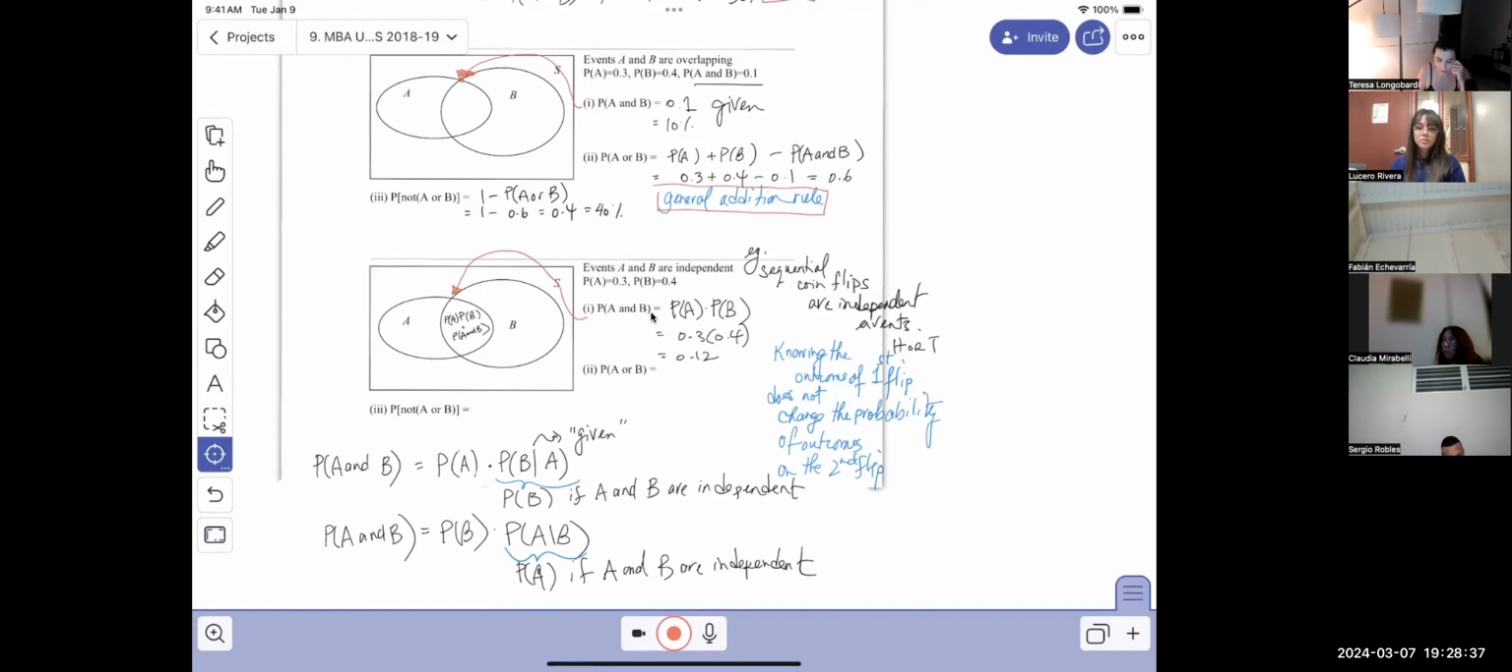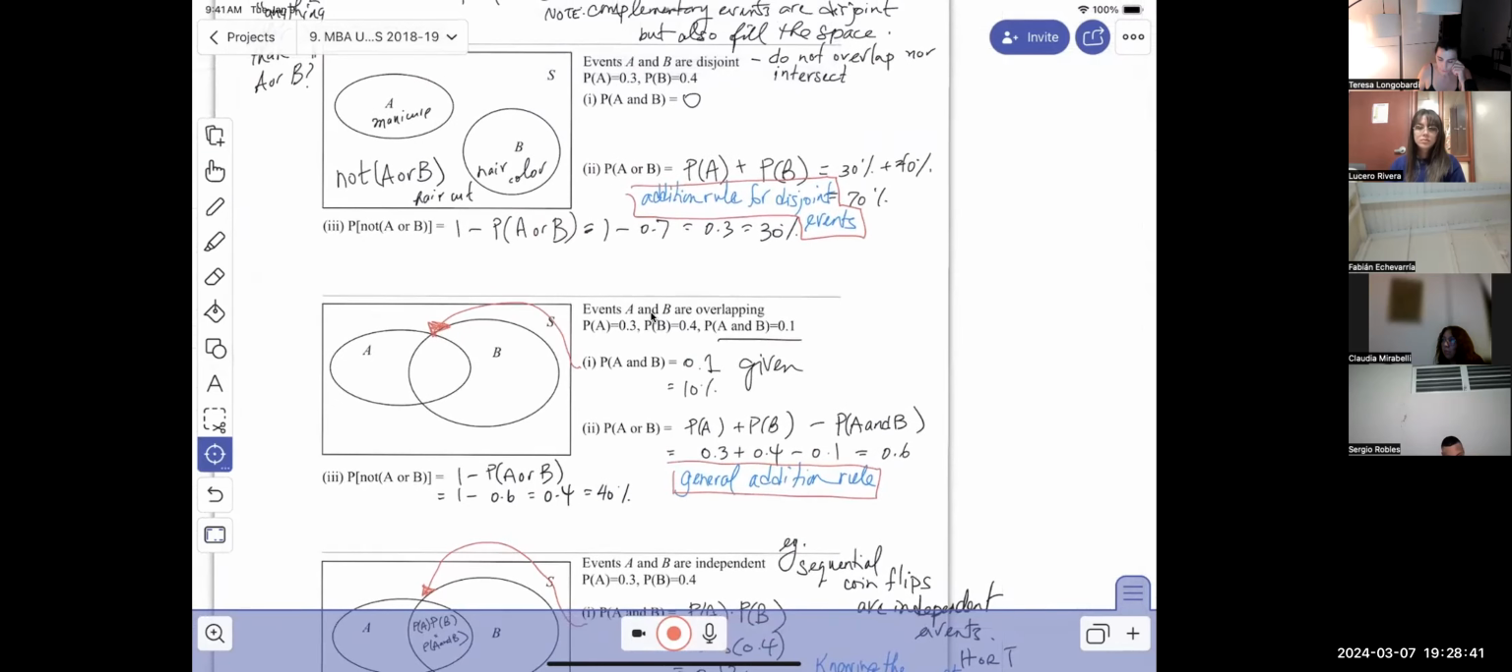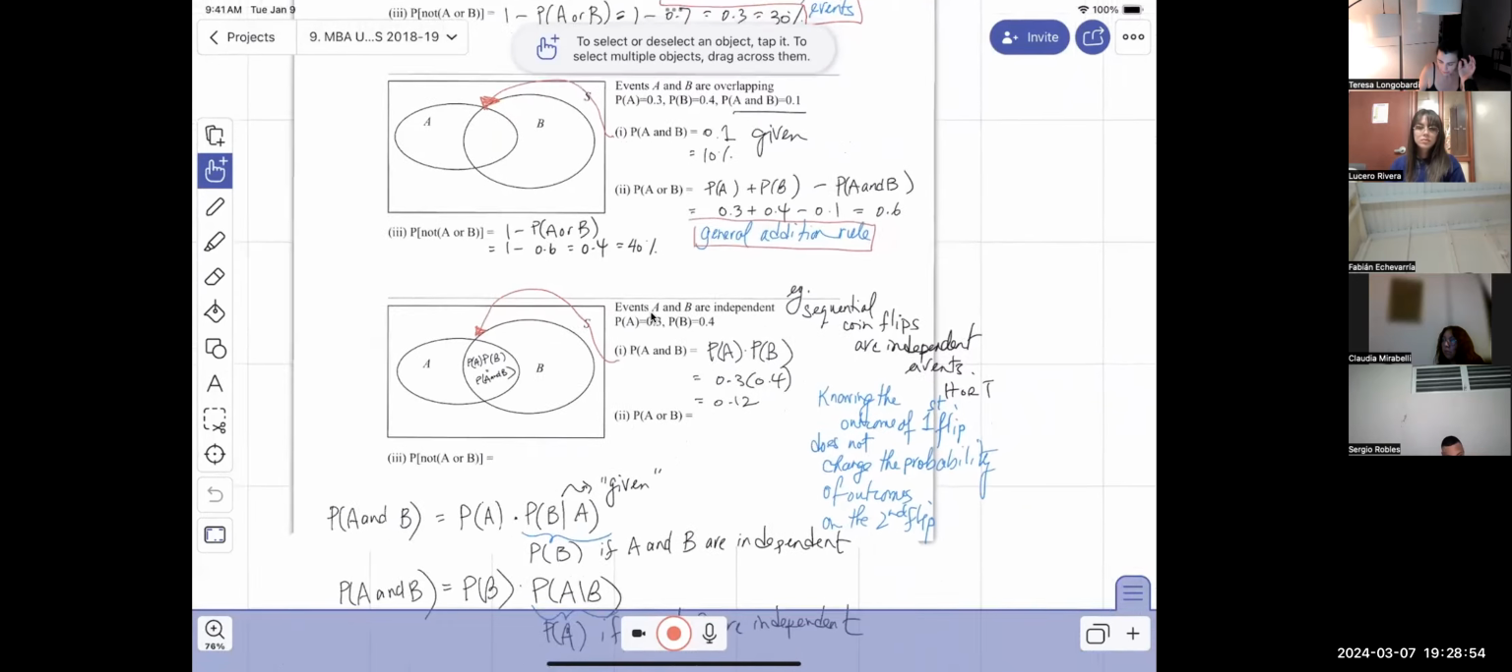If A and B are disjoint, you add probabilities to find their union. So that's kind of two different things you need to tease apart, and the fact what is independence. So those are the main things to get out of this.